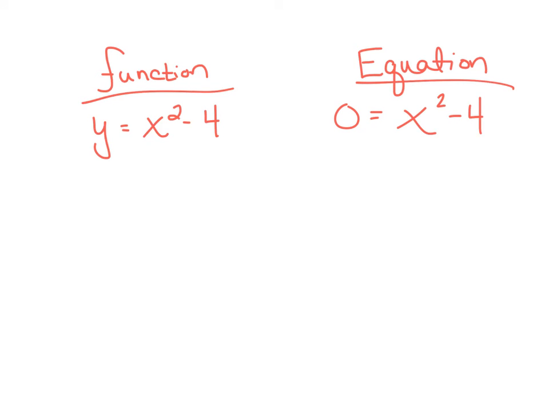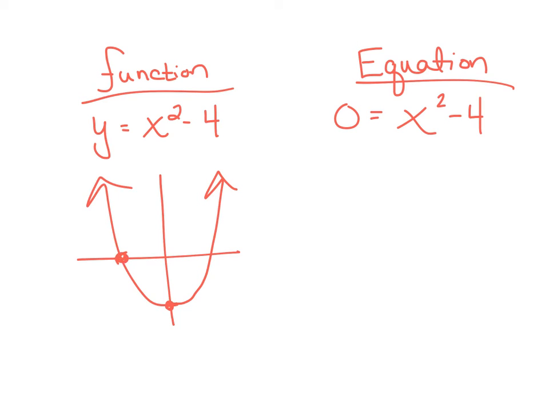Just want to remind you of the relationship between a function and an equation. So on the left I have a function, it's in 2 variables. You know that it makes a parabola. This one has a vertex at (0, -4). It's going to have 2 x-intercepts, and I know they're going to be at 2 and -2. And how do I know that? Because I know the direct tie between a function and solving an equation that's very similar.